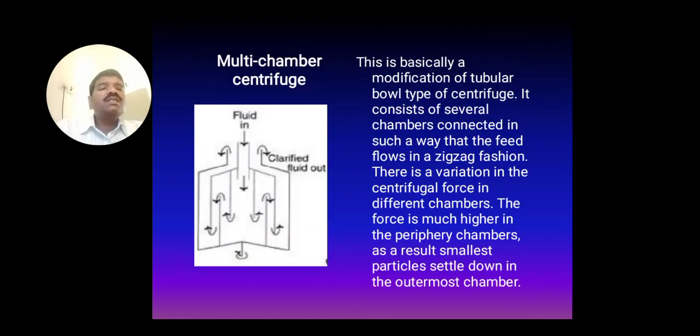Multi-chamber centrifuge. This is basically a modification of the tubular bowl type centrifuge. It consists of several chambers connected in such a way that the feed flows in a zigzag fashion. There is variation in the centrifugal force in different chambers. The force is much higher in the peripheral chambers. As a result, the smallest particles settle down in the outermost chamber.